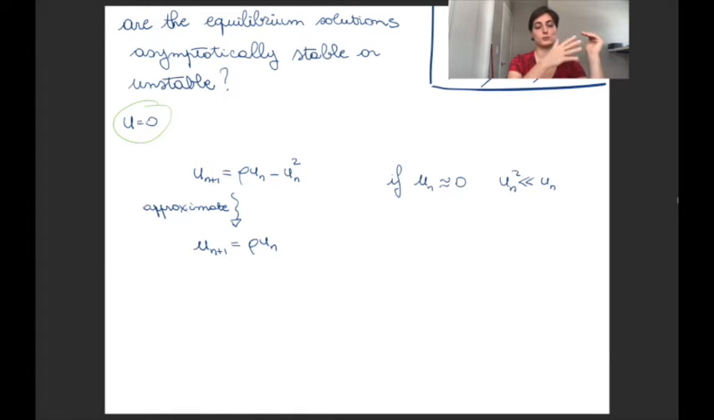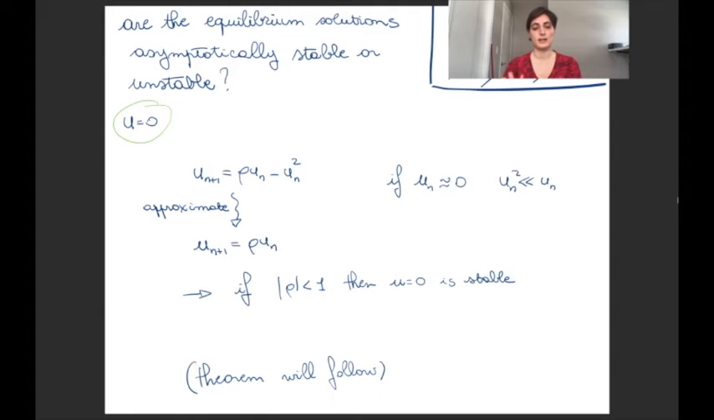So we are approximating our second order nonlinear difference equation with a linear difference equation, claiming that the nonlinearity makes that term so small that we don't care anymore. So we're now approximating with un plus 1 equals rho un. That is something we have studied already, so we know the result. If the absolute value of rho is smaller than 1, then u equals 0 is stable. A theorem will follow stating when we can do this sort of approximation and when it actually gives us a correct answer. But in this case, we can do this.